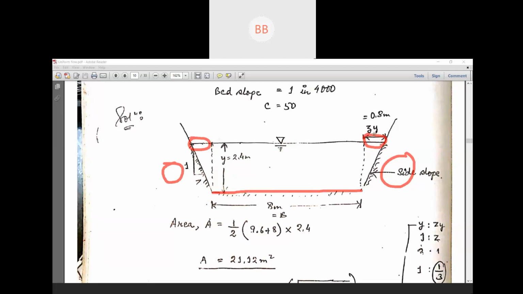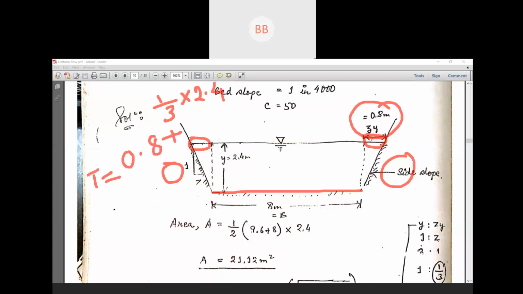So these things we have already found out. That is your 1 by 3 multiplied by 2.4, that is your zy, which is nothing but 0.8 meter. So now our intention is to find out the top width. The top width will include this portion, that is 0.8.